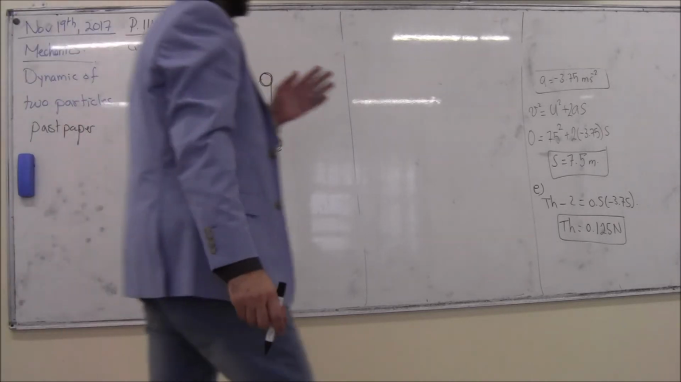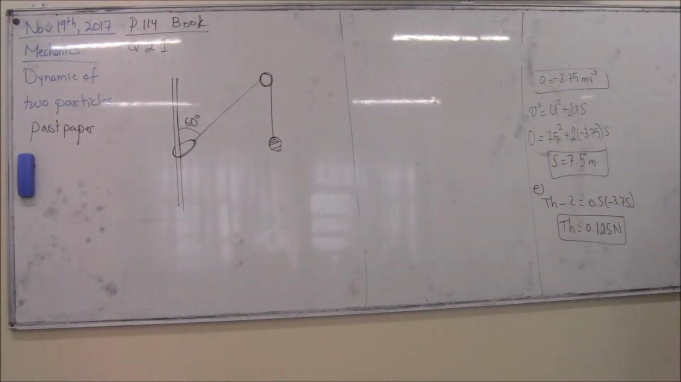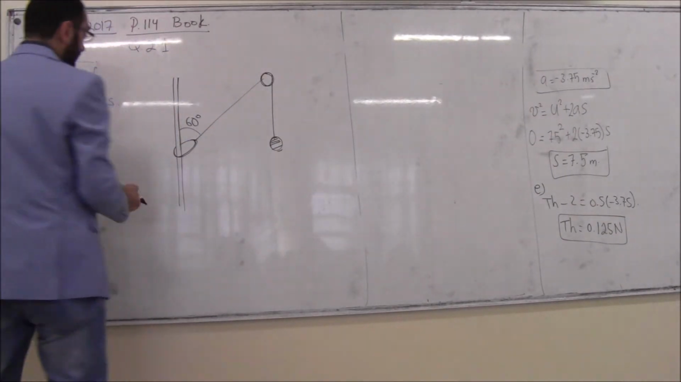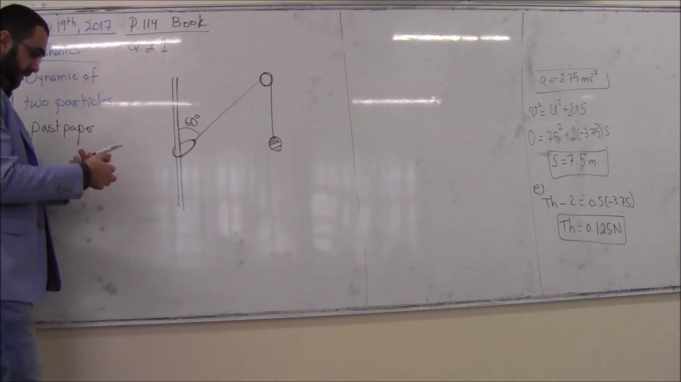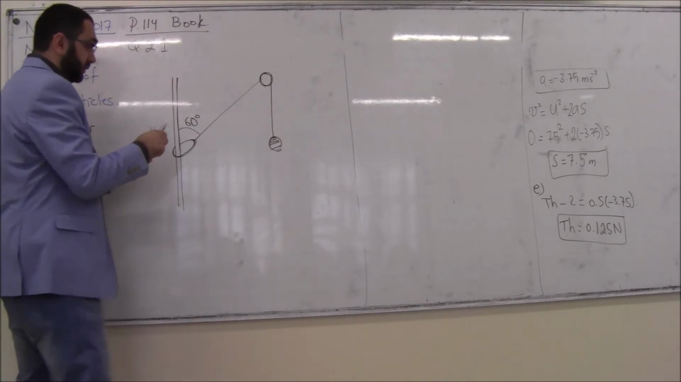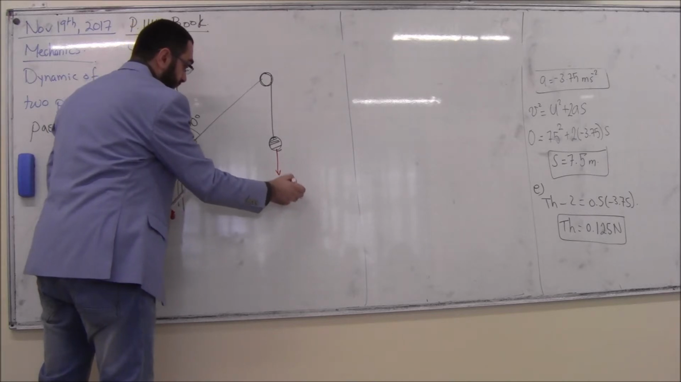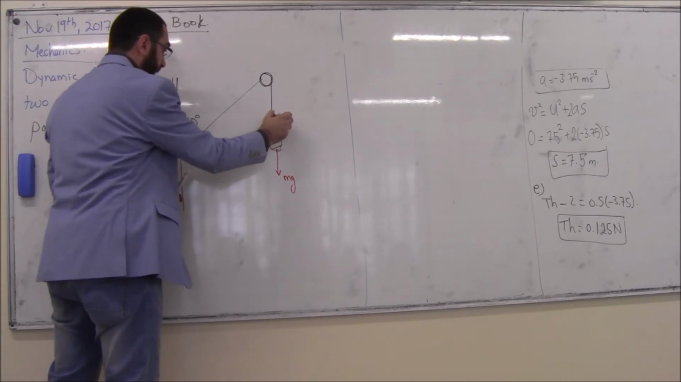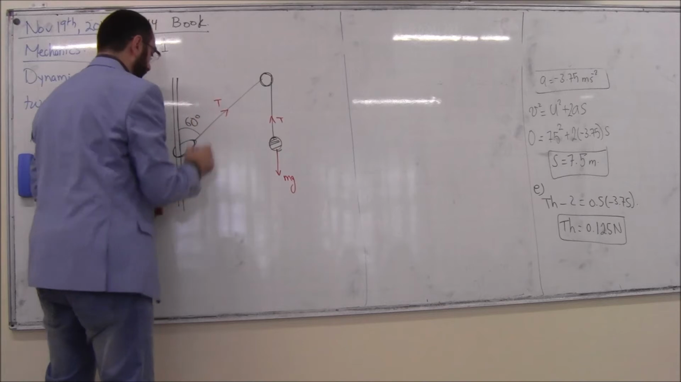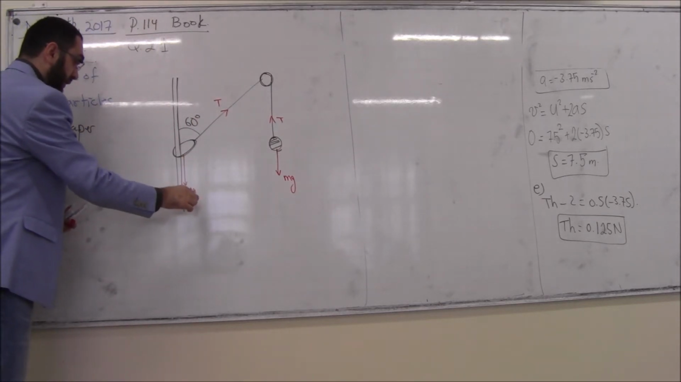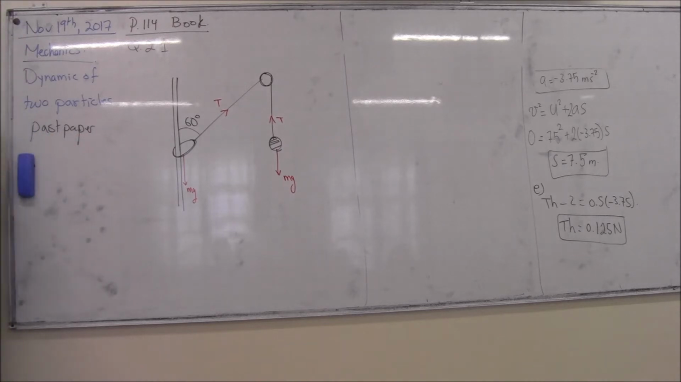We are given the figure. Actually, it's in limiting equilibrium, so the particle is at rest, right? What are the forces here? Weight, mg downward, and tension towards the pulley. Now, I have 2 problems here, with the normal and with the friction. Why?